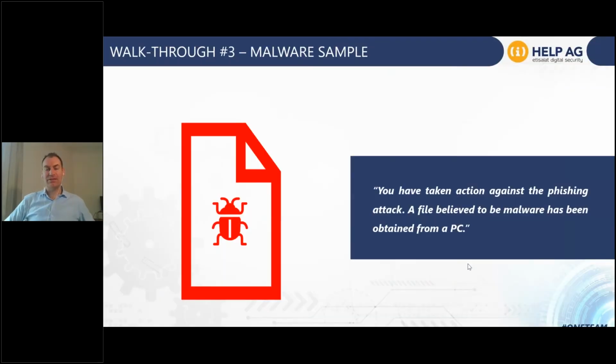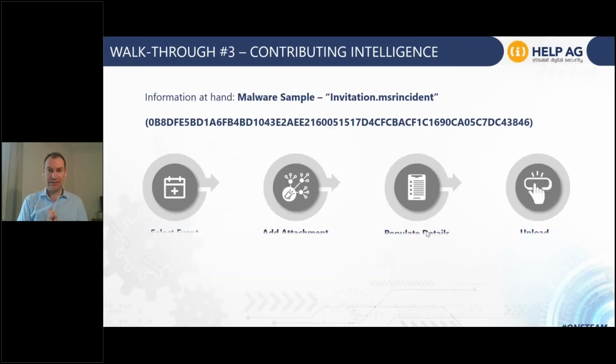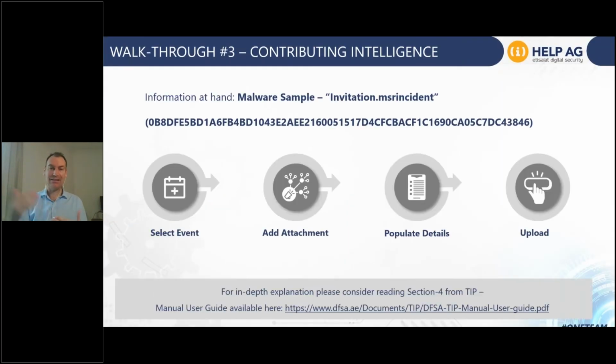So the third walkthrough is related to a malware sample that we found as a result of those phishing emails that we received earlier. And after investigating those emails, in this scenario, we've found a file believed to be malware obtained from a PC. We're unsure about whether it's malware, but we believe it's related to those phishing emails we received earlier. So what we're going to do is take that malware sample and add it to the existing event that we created earlier.